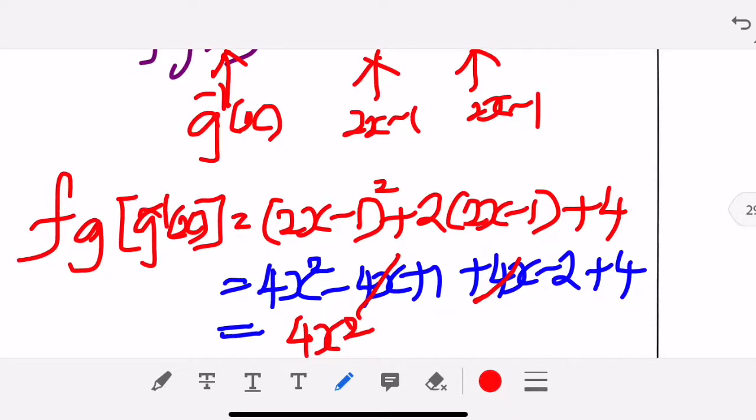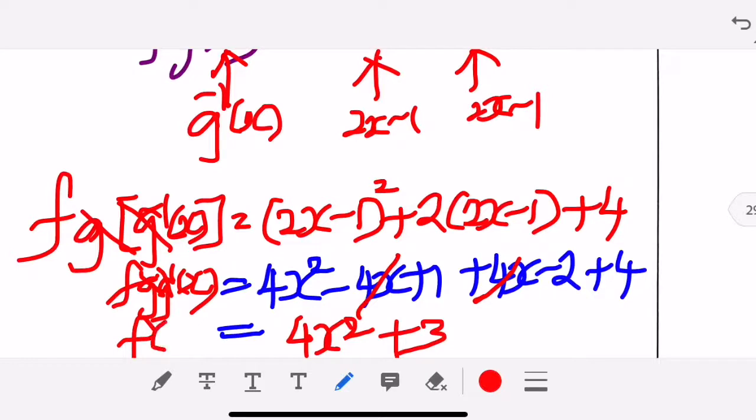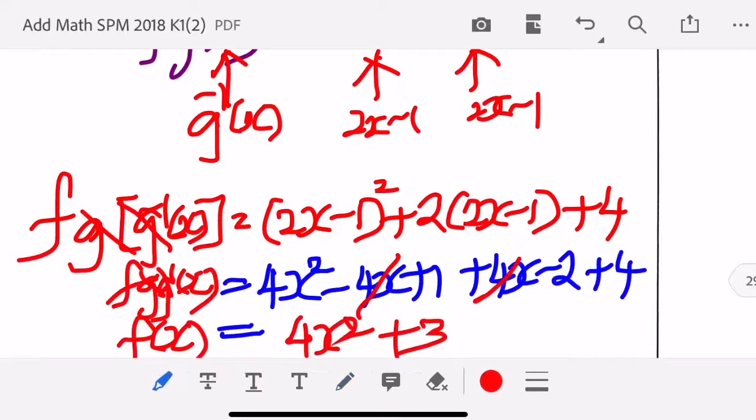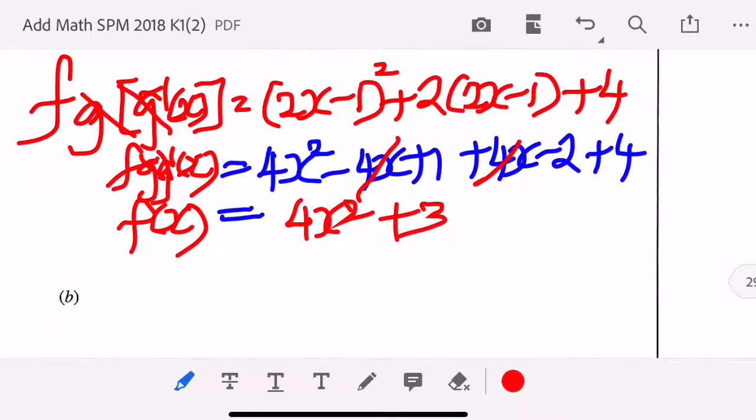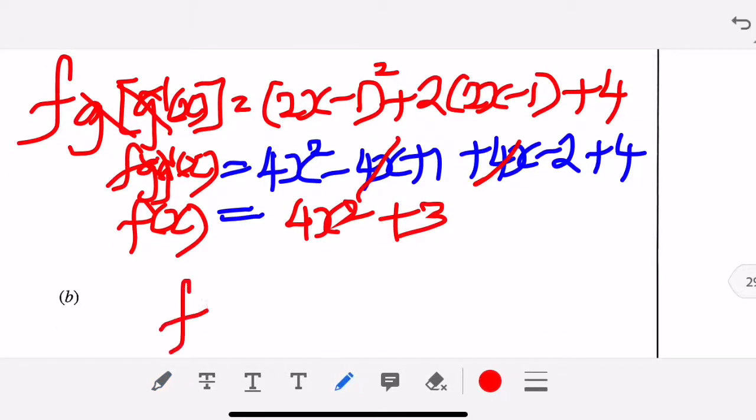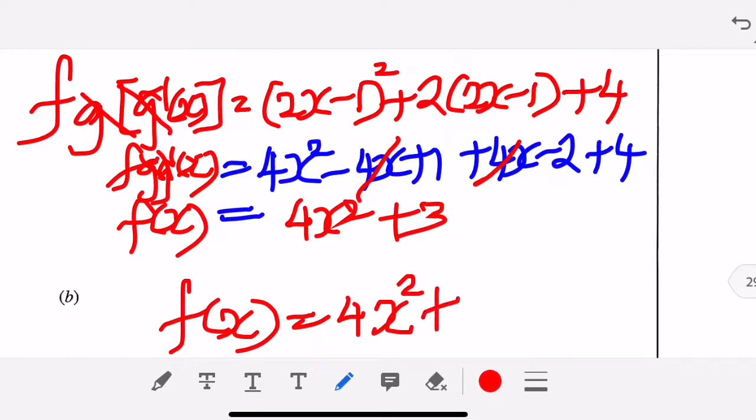You know g inverse, g will bring g inverse to the object. That means when you see g and g inverse, you can just cancel them. It will produce the x. g inverse of 1 is 1, g inverse of 2 will be 2. This is actually the concept. So when you see g and g inverse, you can cancel out, it becomes 1. So easy, right? So you will get f(x) equal to 4x squared plus 3. And this is your answer.